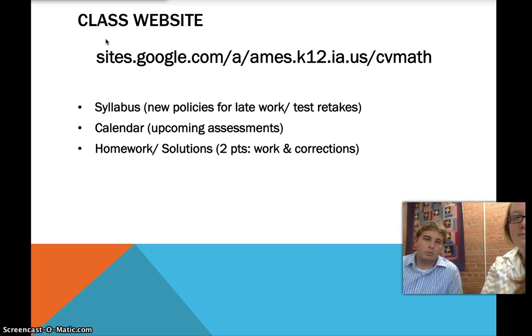And finally, we have the homework posted there along with solutions. Homework in this class is worth 2 points. 1 point for having the homework done and complete with all of the work necessary to complete the problem, and 1 point for going through the solutions and having checked their work with a corrections pen.